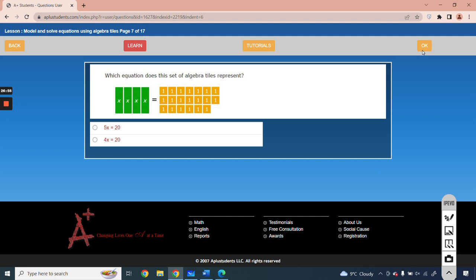Okay, which equation does this set of algebra tile represent? So which is the correct option? Which option is the correct one? Option 1 or option 2?